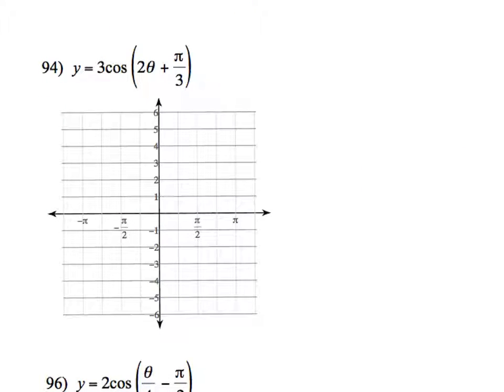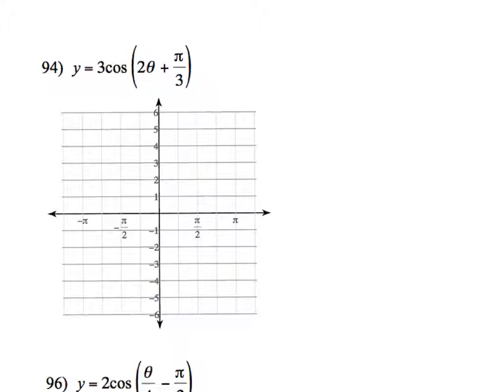Here we're being asked to graph some trig functions. And for this problem, we're looking at 3 cosine the quantity 2 theta plus pi over 3. There are a couple things that are not ideal here. Most of all, the x scale is not going to be great for this, but that's okay.